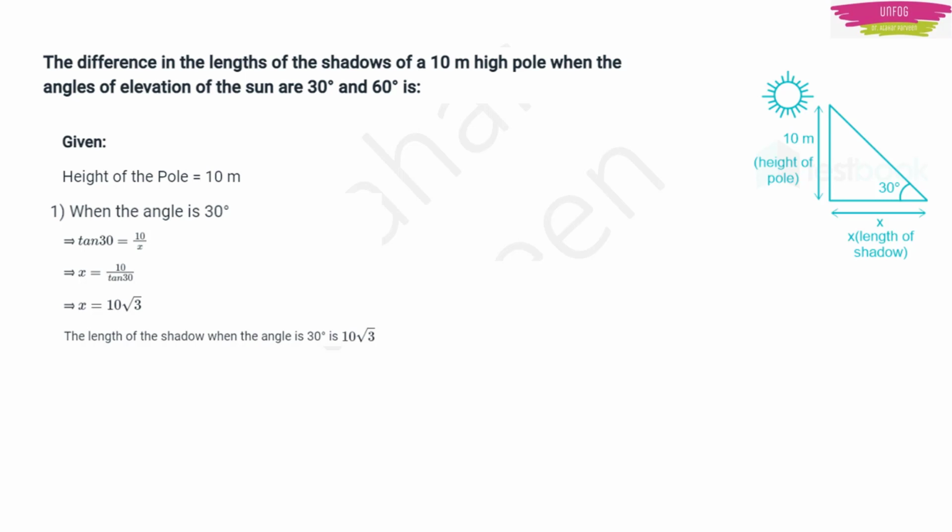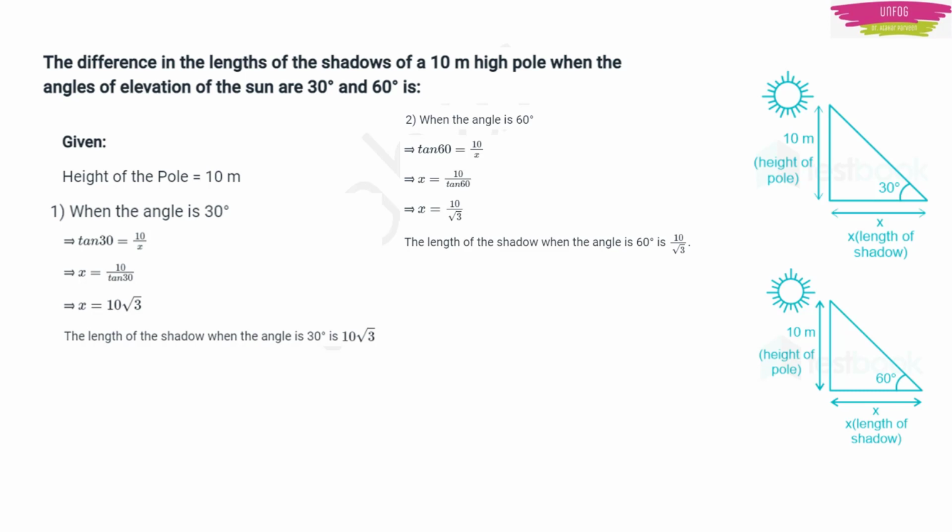Now second case is angle is 60 degree, right? This will be the figure. Same thing you are going to do here also. Only thing is here tan 60 is root 3. That's why the length of the shadow will become 10 by root 3. That's it. It's so easy, right? Only thing is you have to imagine and draw the figure.